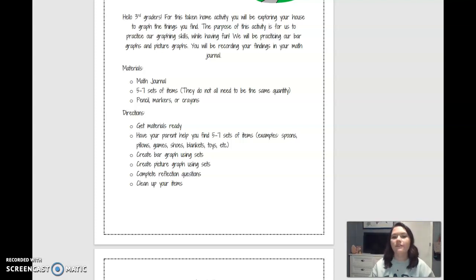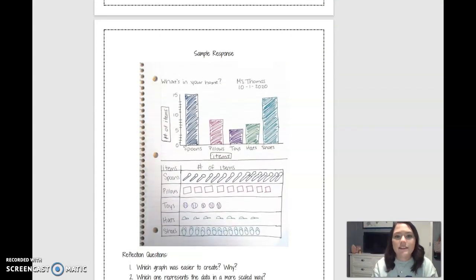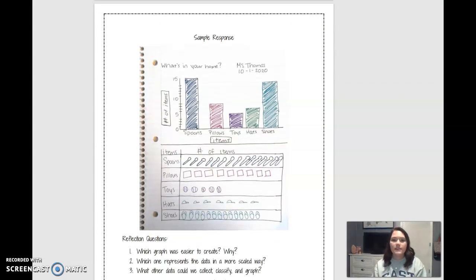Then they would create a bar graph using the sets and create a picture graph using the sets. They have 3 reflection questions that they have to write out, and then I reminded them to clean up their items because they will be making a little mess of their house. And then I included a sample response. This is my response. This is to lay it out how it would be in their math journal.